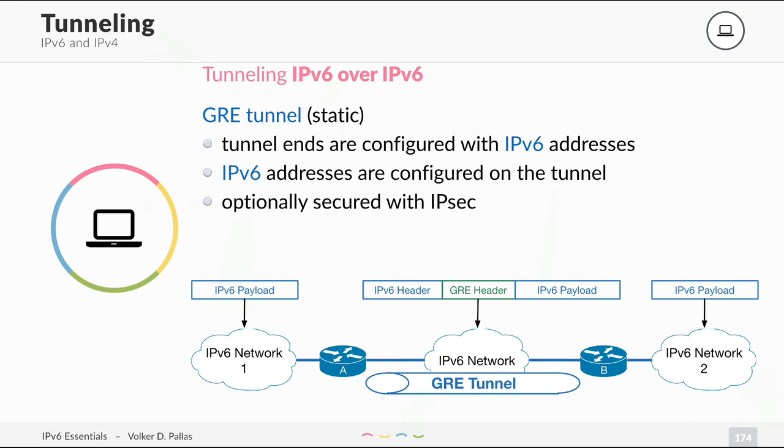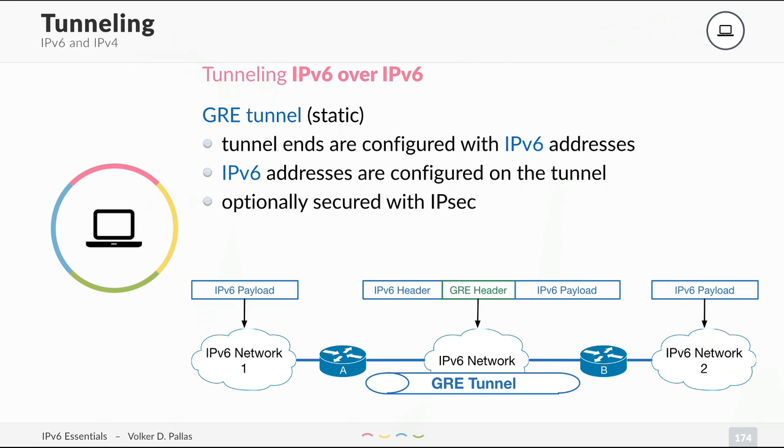In case you want to tunnel IPv6 over IPv6, it's just the same as IPv4 over IPv4 now. You use a GRE tunnel. Both tunnel ends have IPv6 addresses, and on top of the tunnel you also have configured IPv6 addresses, and optionally, if you like, you can secure the whole thing with IPsec. Same thing as in IPv4.